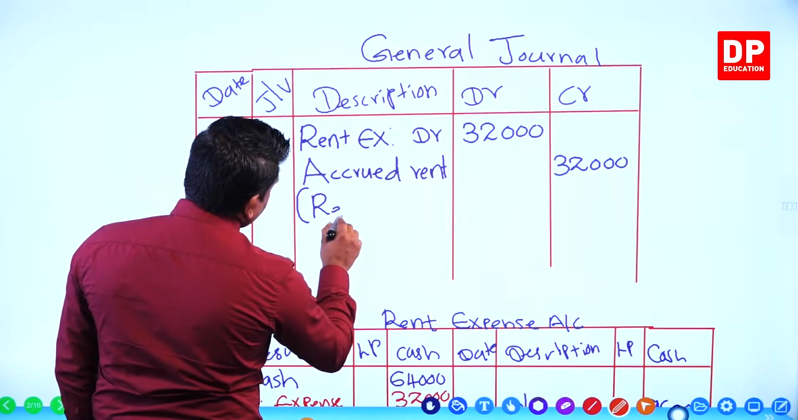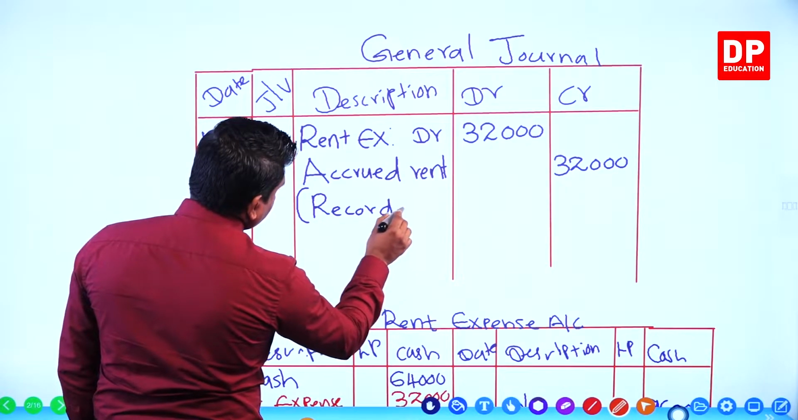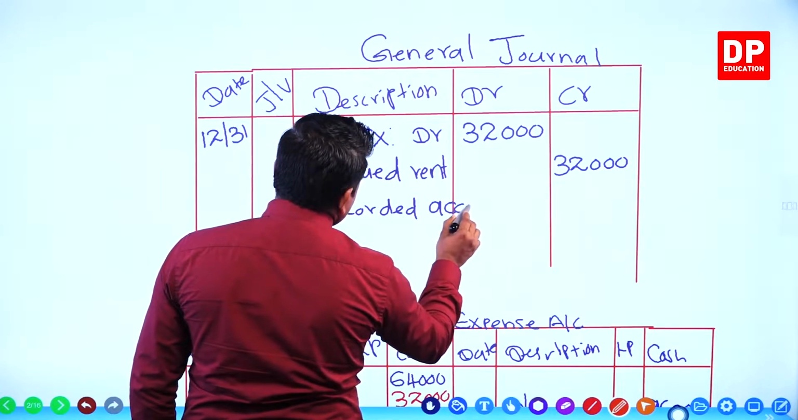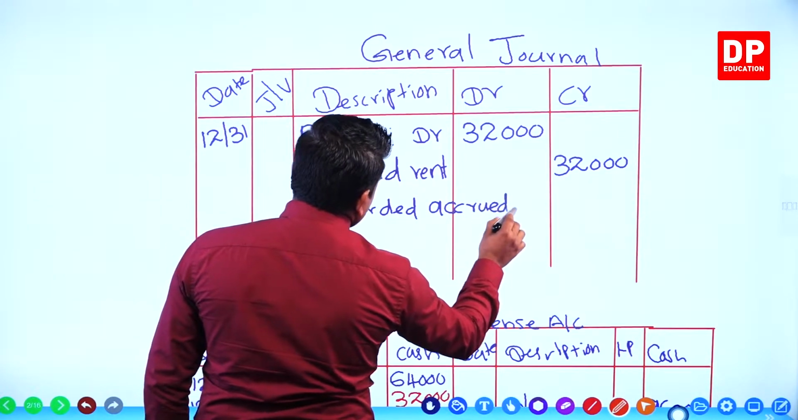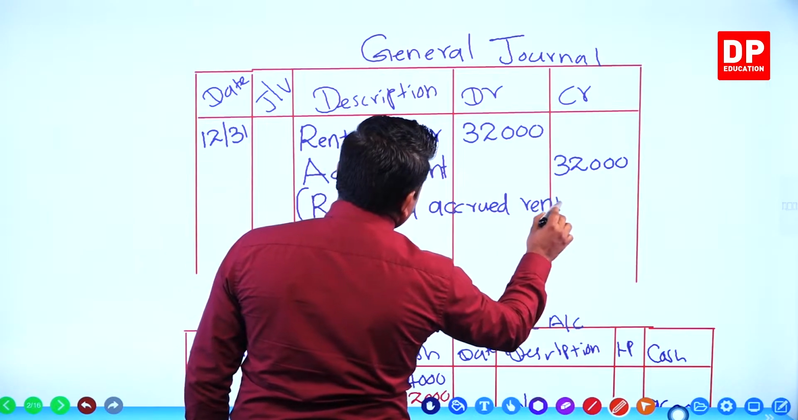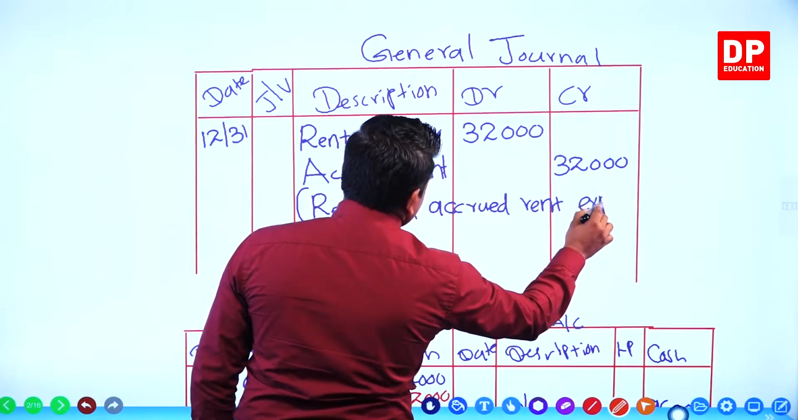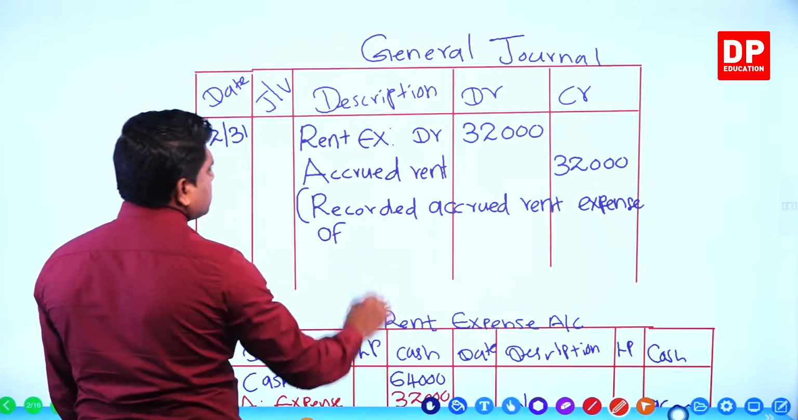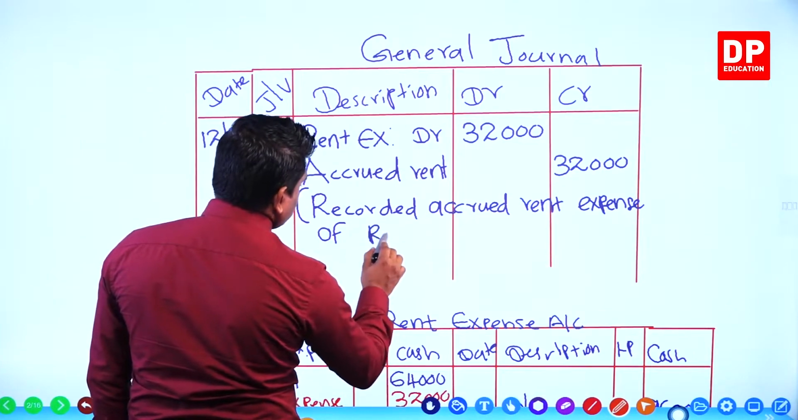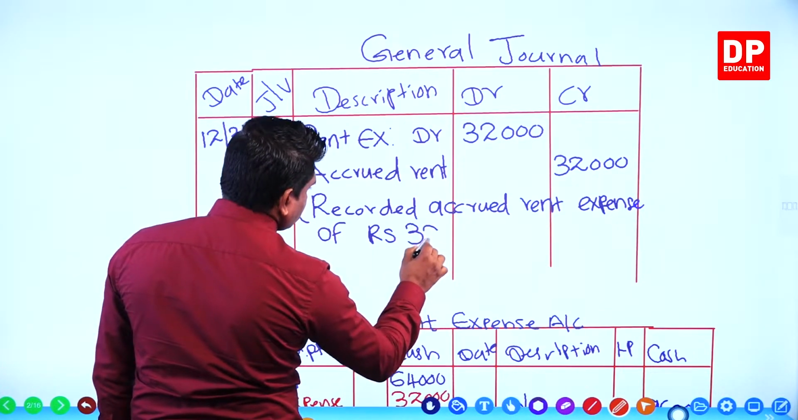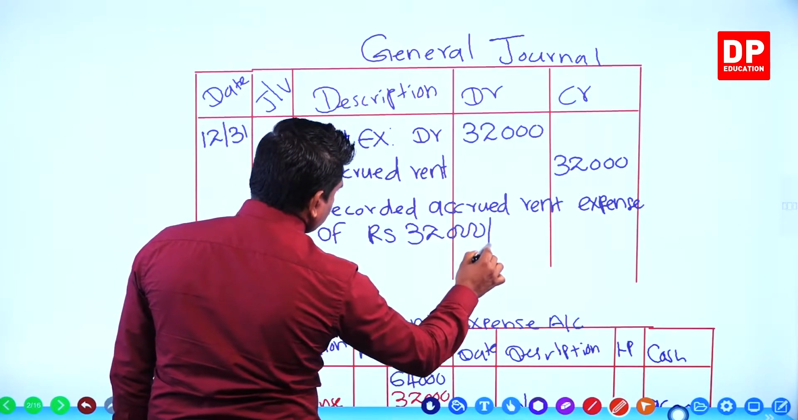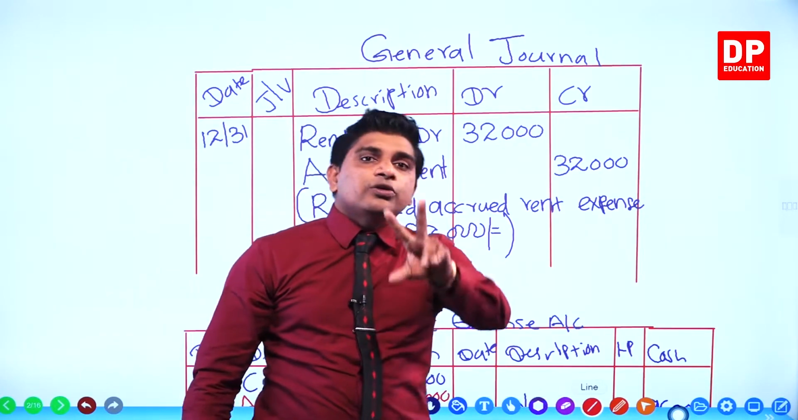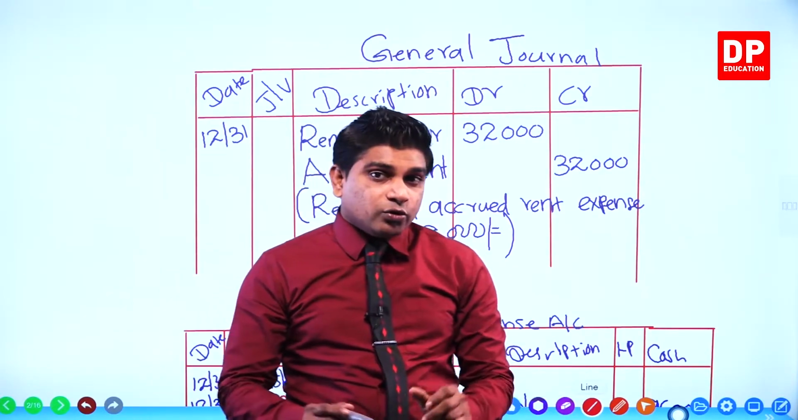Now, recorded accrued rent expense of 32,000. Right. Now we have done two steps. What are the two steps?